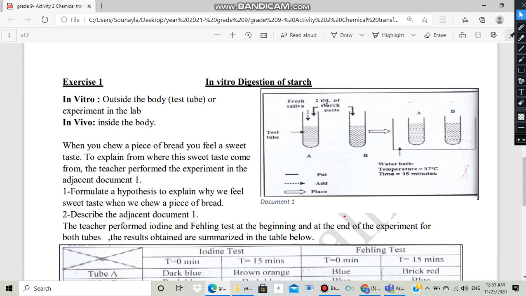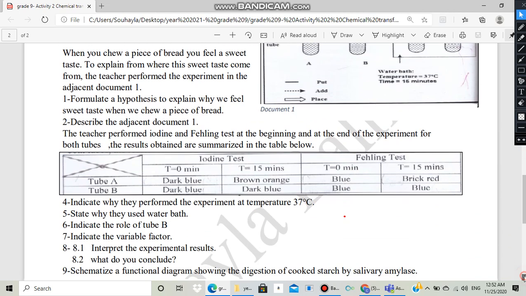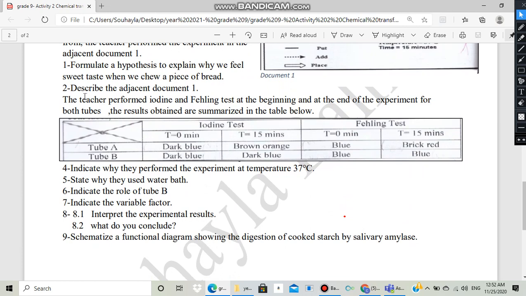So look, we put 2 milliliters of starch paste in both test tubes A and B, بنجمعهم مع بعض لأنه نفس الشيء. Then we add fresh saliva to test tube A only. كيف عم بربط بين السنتنس والسنتنس, بذن ممنوع الوايل. We place both test tubes in a water bath at temperature 37 for 15 minutes. This is the description. The teacher performed iodine test and filling test at the end of the experiment for both test tubes. The results obtained are summarized in the table.